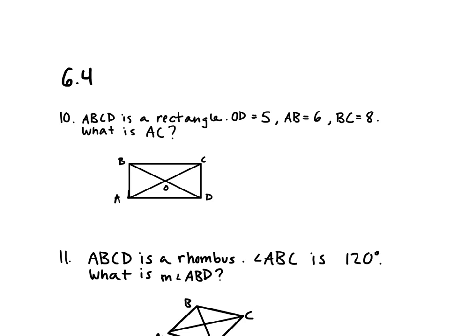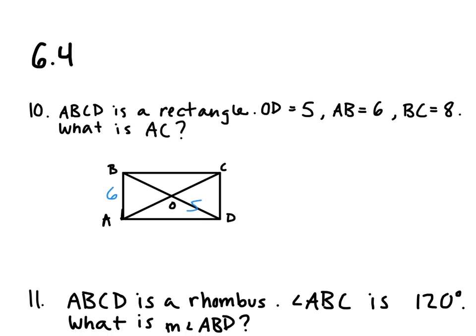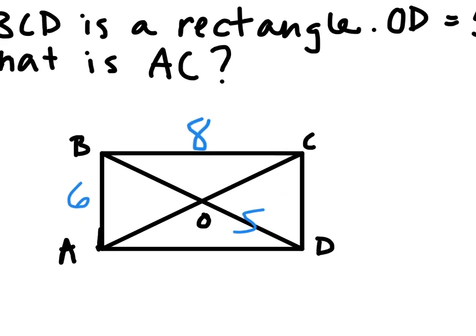ABCD is a rectangle. OD is 5. AB is 6. And BC is 8. What is AC? 10. In a rectangle, we know that every single piece of the diagonal is going to be congruent. So AO is 5 and OC is 5. So AC would be 10. Perfect.